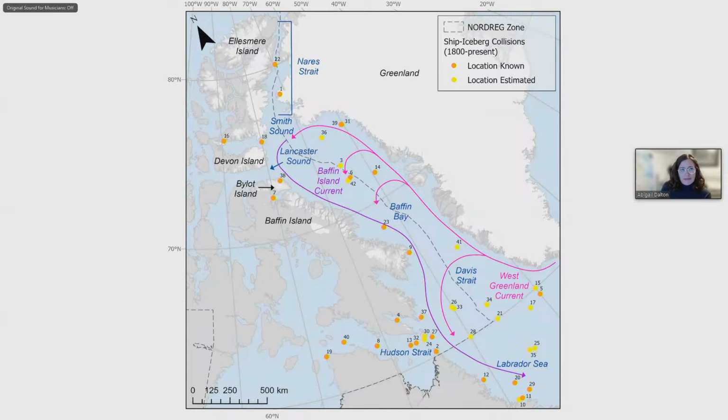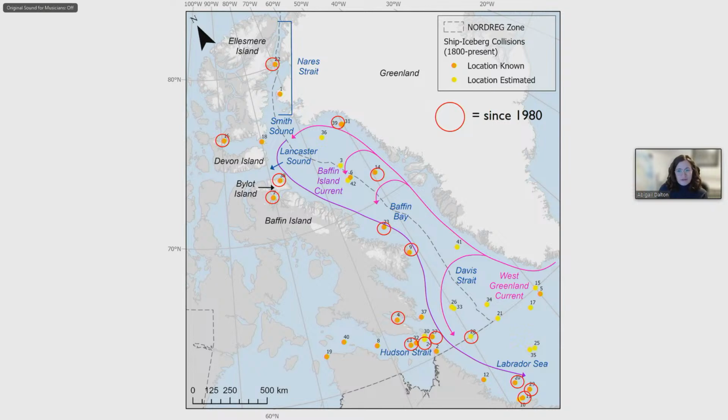So here's another map, which is focused more on the Eastern Canadian Arctic. And this shows all locations of ship and iceberg collisions since the year 1800. So sure, that spans over 200 years. But here are all of the ship and iceberg collisions that have occurred since 1980. So in this case, a collision can include anything from a denting to a puncture to sinking of a vessel.